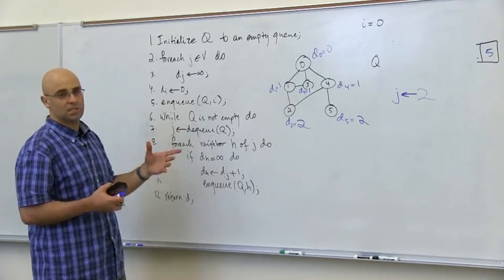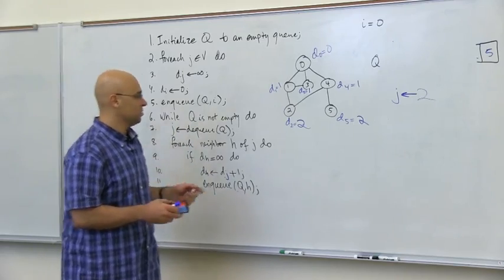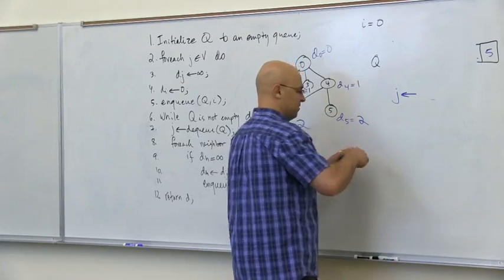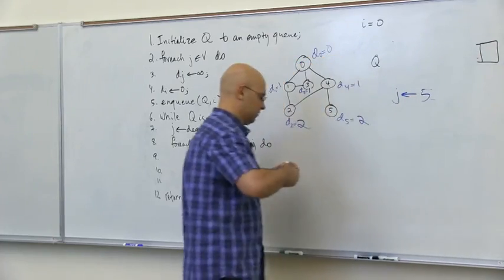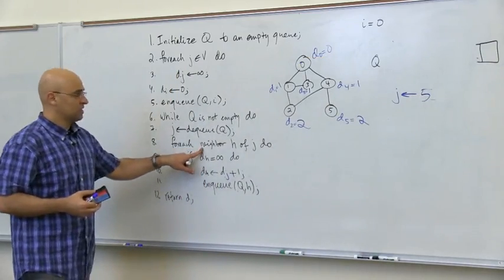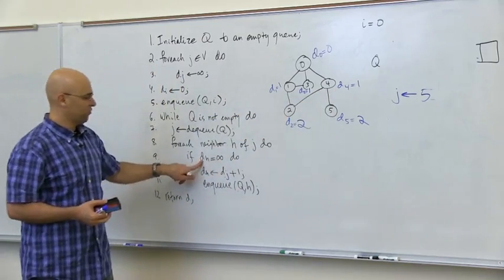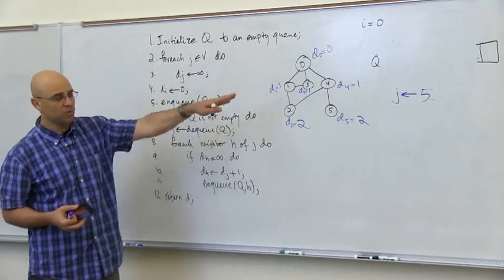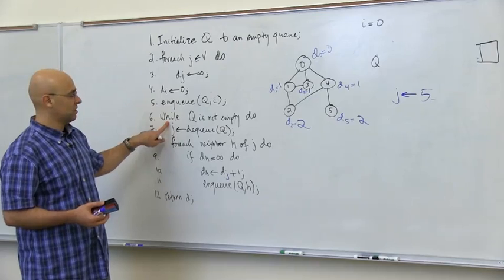We come to the queue. Is it empty? The answer is no. We take the element on the queue. J, in this case, is going to be 5. And the queue is going to be empty now. We come to 5. We ask about all the neighbors of 5. It has one neighbor, 4. Is d of 4 infinity? The answer is no. D of 4 is 1. We don't do anything. We come back to the queue, to this line.